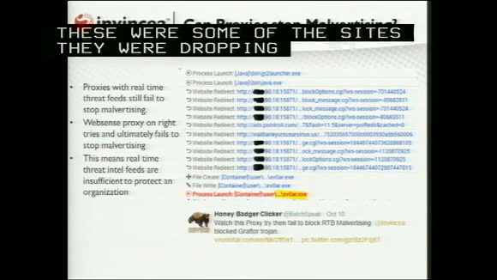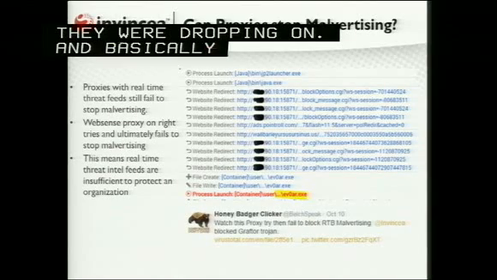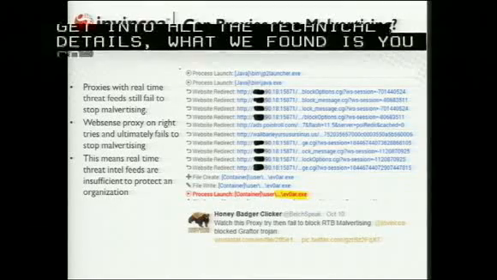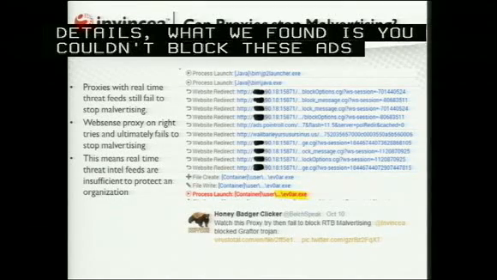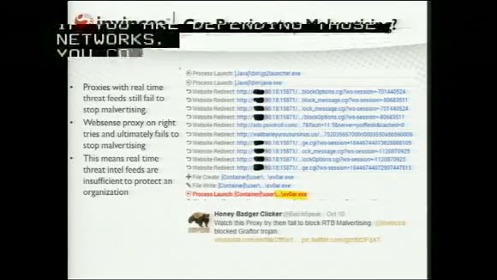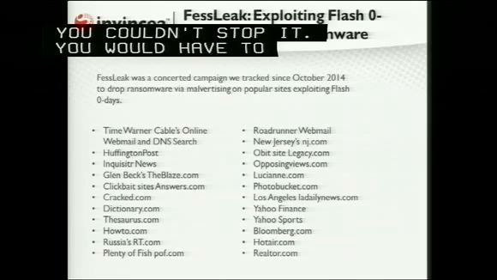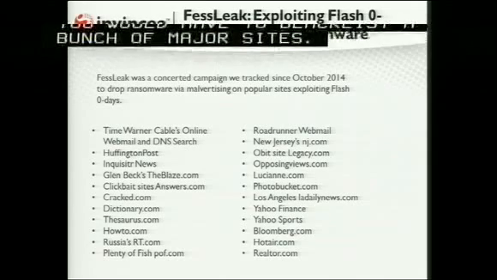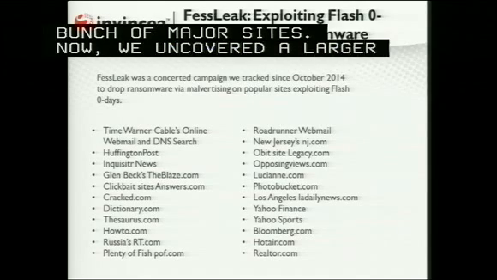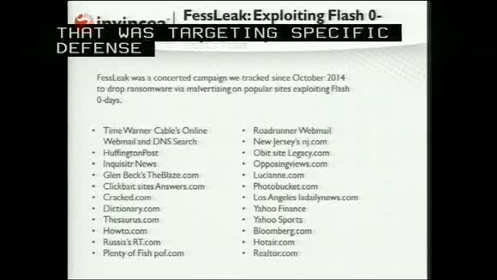Basically, we don't have to get into all the technical details. What we found was you couldn't block these ads. If you were manning those networks, if you were defending those networks, you couldn't stop it, right? You would have to blacklist a bunch of major sites. Now, we uncovered a larger campaign that was less targeted than the one against specific U.S. defense companies. We call this campaign Festleak.